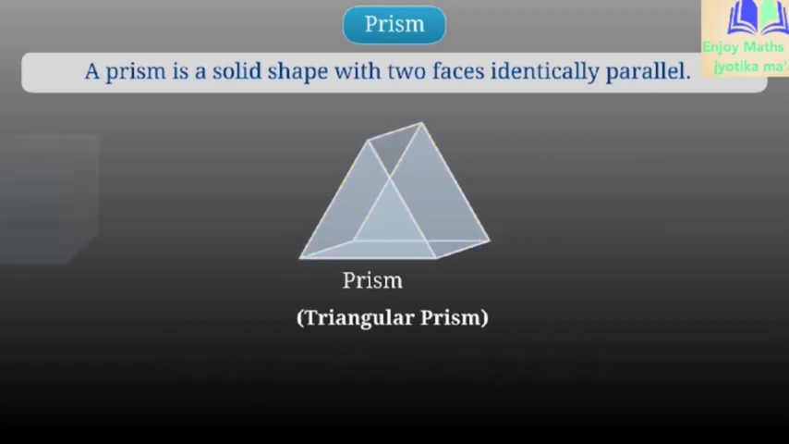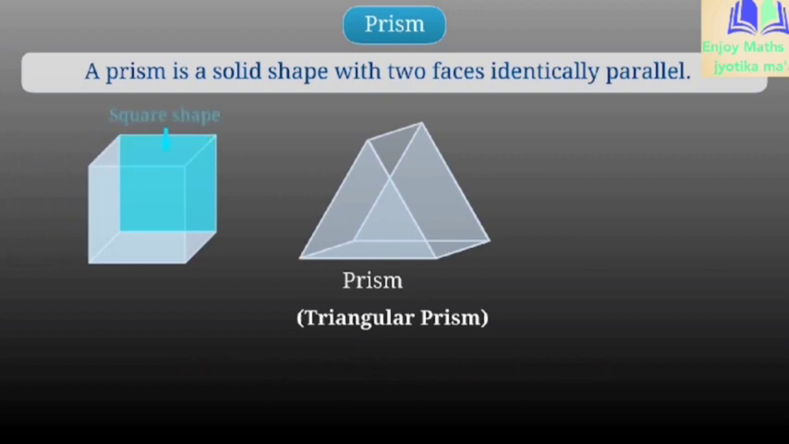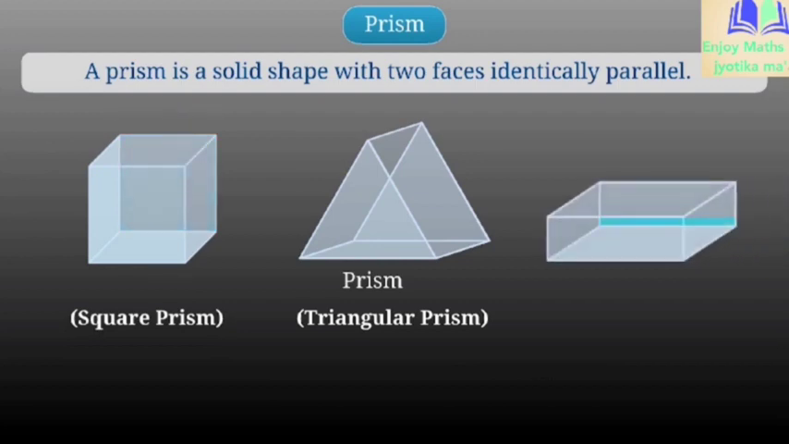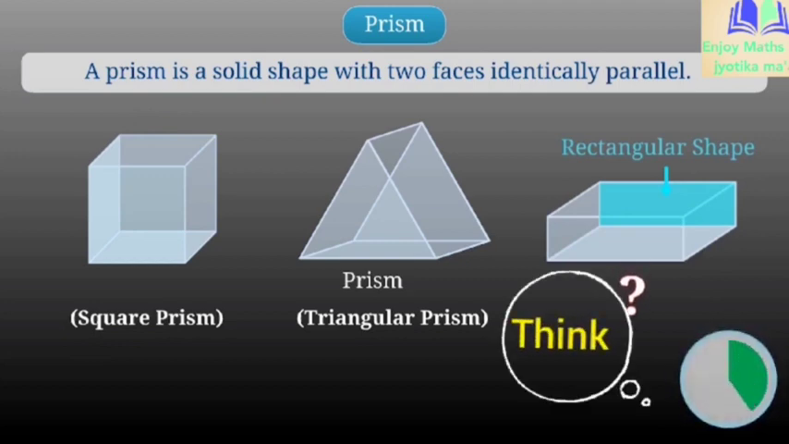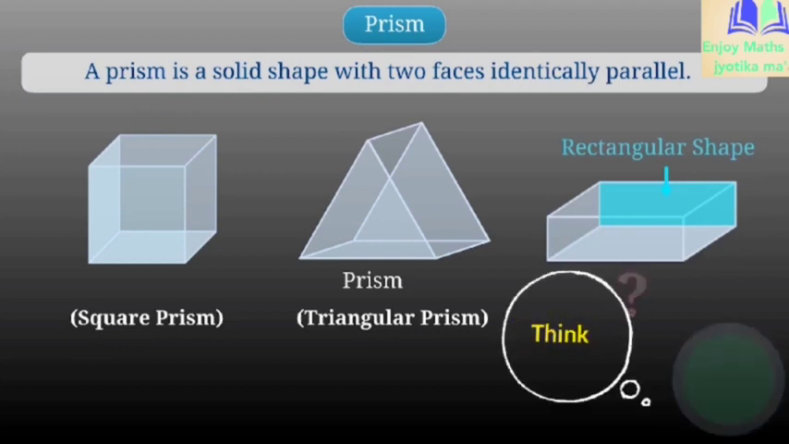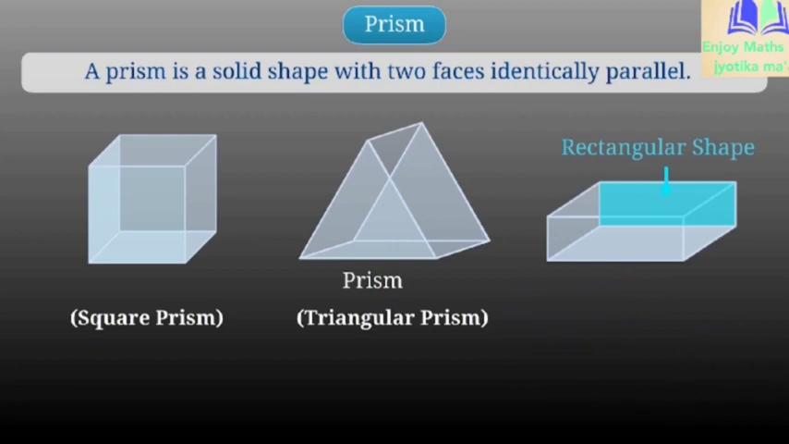Similarly, if the base of this prism is a square, then such a prism is called a square prism. So now tell, if the base of the prism is rectangular, then what shall we call such a prism? Think. You are absolutely right. We will call it a rectangular prism or cuboid.